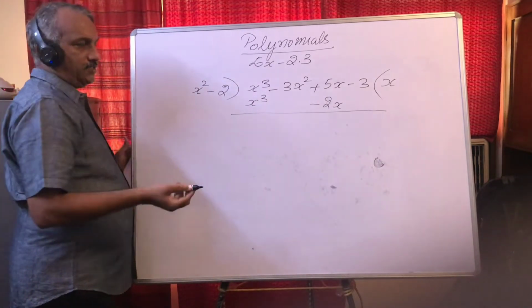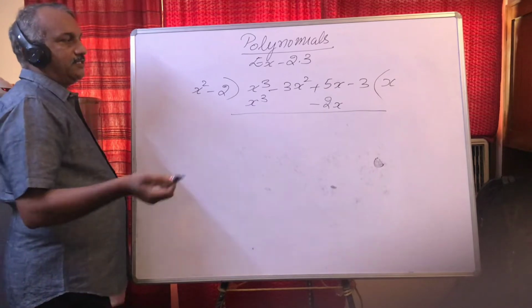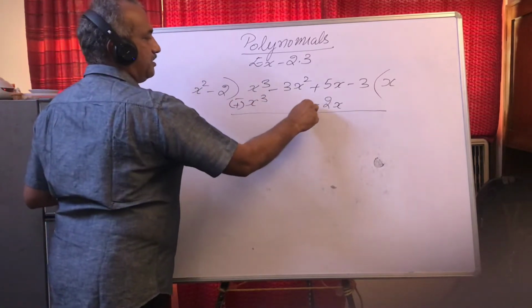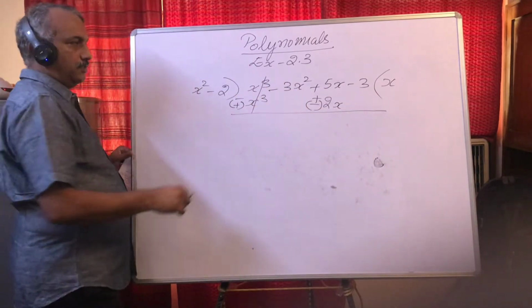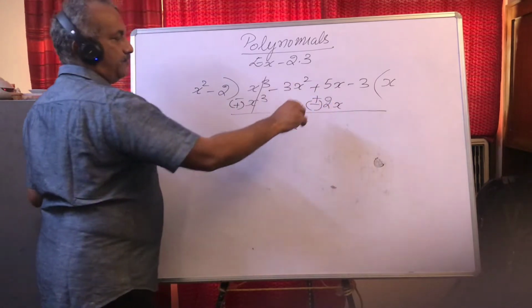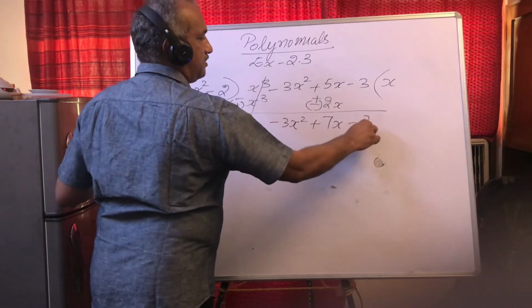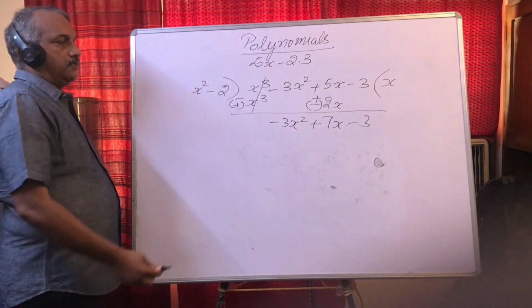Actually you have to do subtraction directly, or you can change the sign and add. This is plus, it will become minus, and this is minus, it will become plus. So this is cancelled. We have minus 3x square, 5 plus 2, 7x minus 3. So the first division is over. Again you have to repeat.